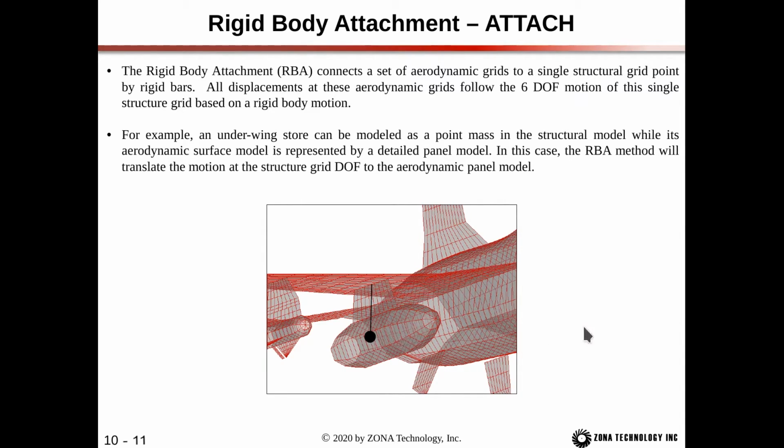So an example here, we have an underwing store, which in the structure model is modeled as a point mass, while in the aerodynamic model, the surface is modeled like so. So in this case, the rigid body attachment method, which is the ATTACH bulk data card, will translate the motion at the structure degrees of freedom to the aerodynamic panel model. And then we could see this attach method being used for the pylon if we have very few grids defining the pylon in the structure model.